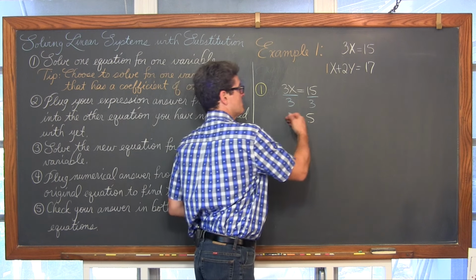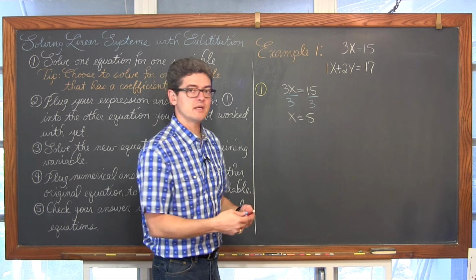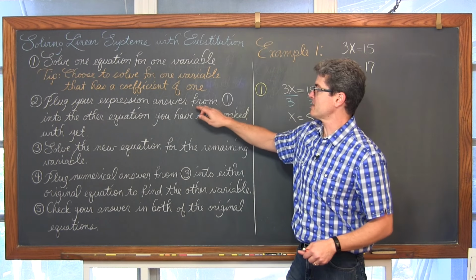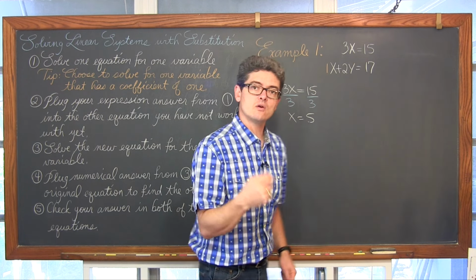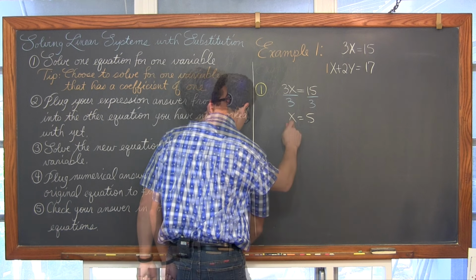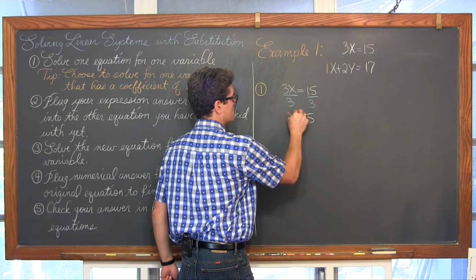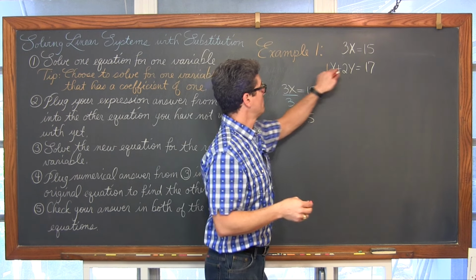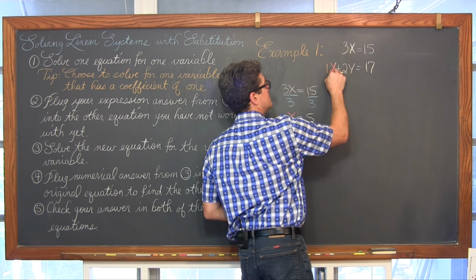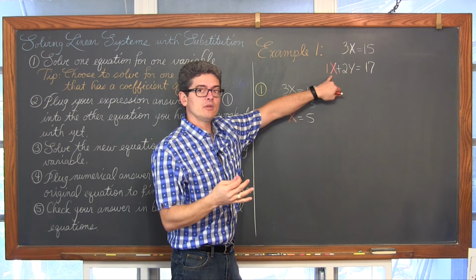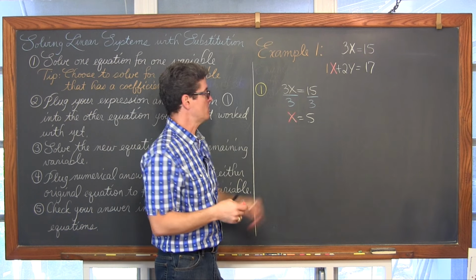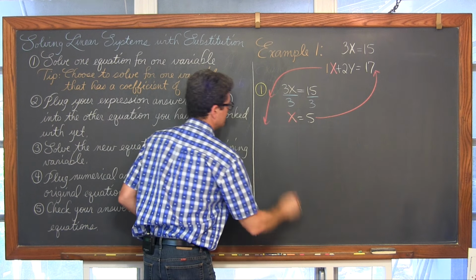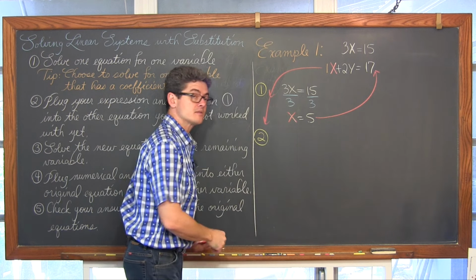It's not x equals some kind of expression with numbers and variables mixed in, like you will normally have with these problems. So step 2 is to substitute your answer from step 1 into the equation you've not worked with yet. Now, this 5 is equal to x. So I'm going to go up to that other equation, find where the variable x is, take out that variable x and plug in whatever it's equal to. So down here at step 2, I'm going to do that substitution.